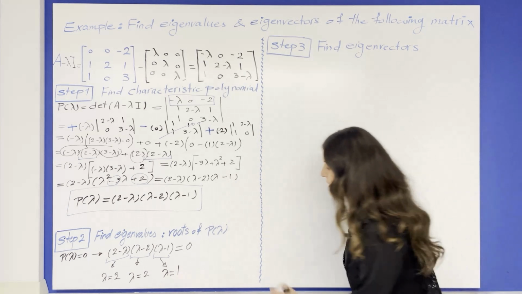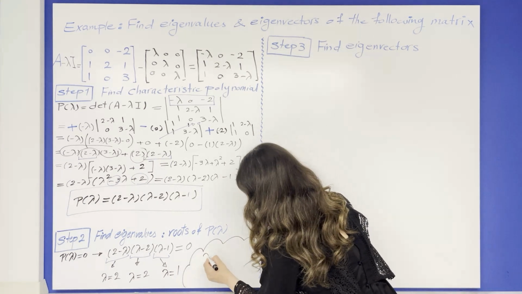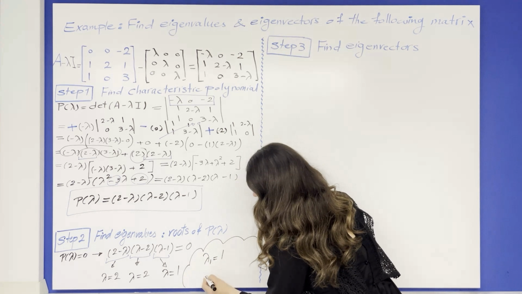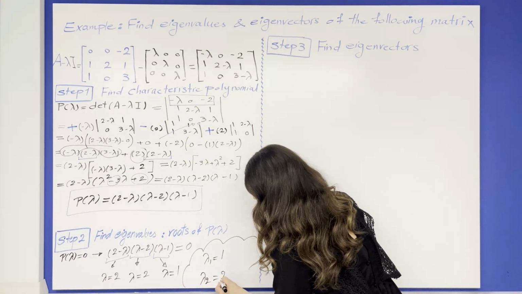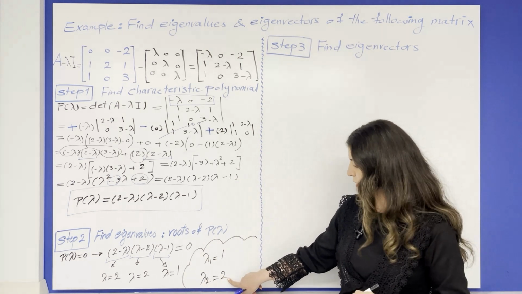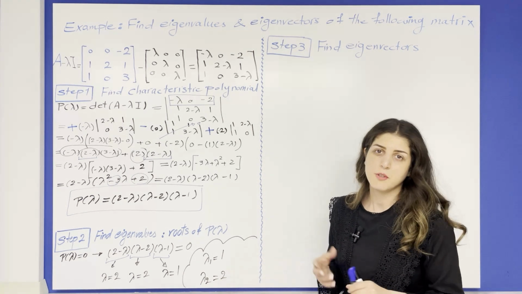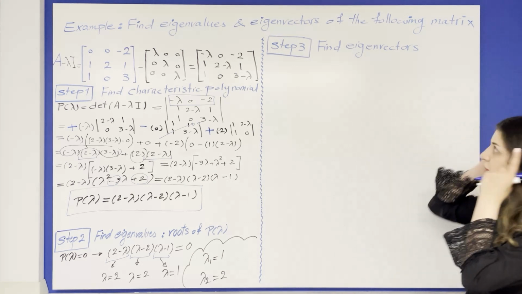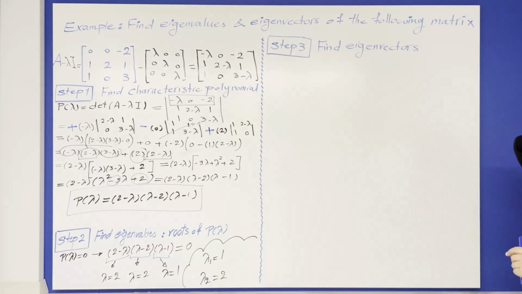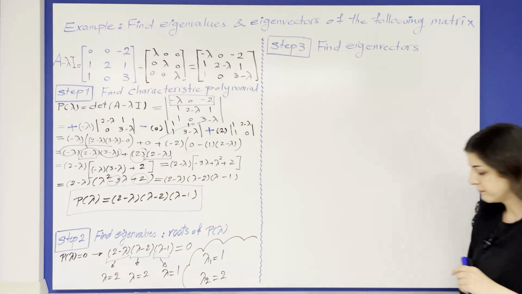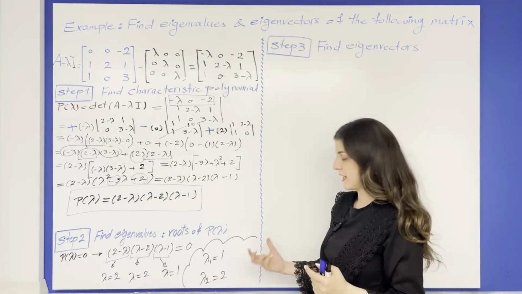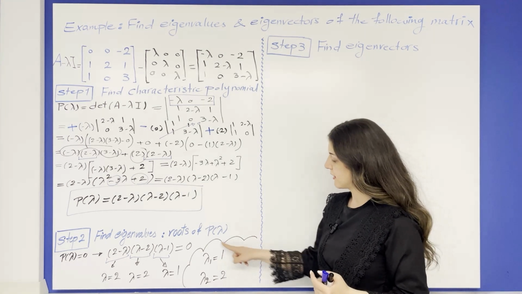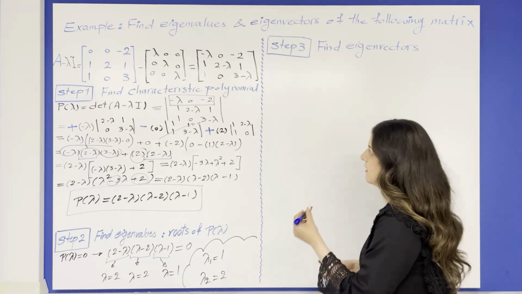So the eigenvalues are basically 1 and 2. I have eigenvalue 2 twice, okay? All right, let's move on to step 3. So I want to find eigenvectors, and to do that, first I fix an eigenvalue. Let's first pick the first eigenvalue, lambda 1 being 1, okay?